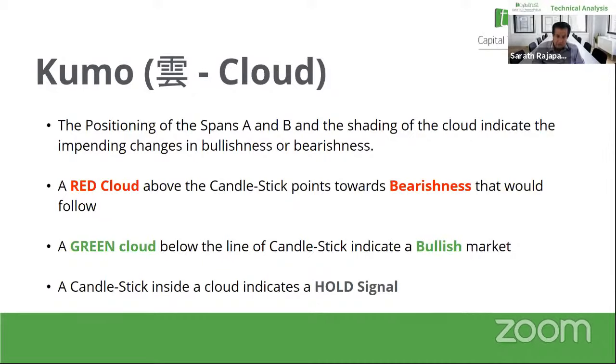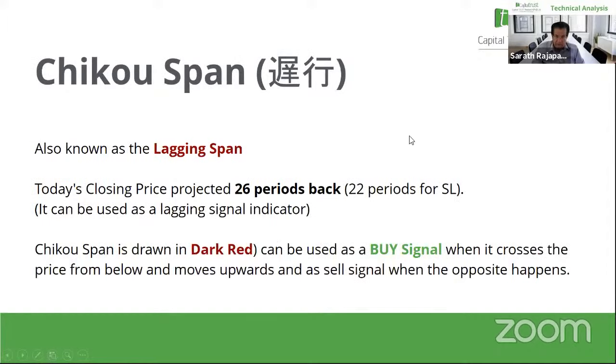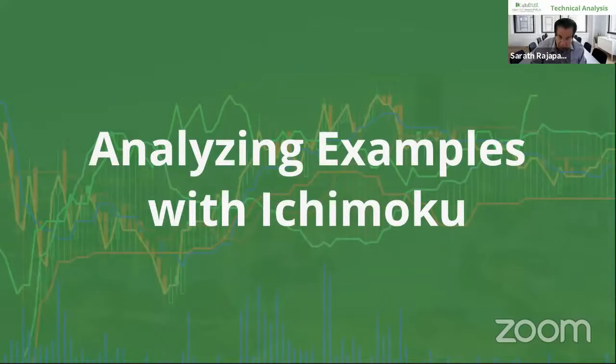A green cloud below the candlesticks will be bullish, and a red cloud above the candlesticks will be bearish. So we say buy when the cloud is green and below the candlestick line, and we say sell when the cloud is above the candlestick line, and red in color.